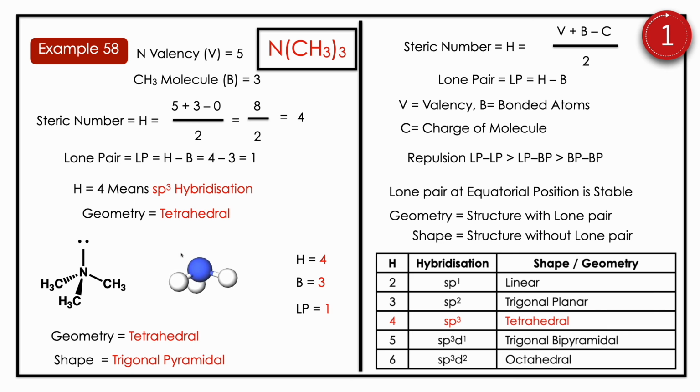So geometry is tetrahedral. But you have one lone pair in the system. It is not visible. The CH3 groups occupy the corners. Nitrogen will be in the middle, so it will be like a pyramid. Nitrogen will be the top of the pyramid, and the 3 CH3 will be the bottom of the pyramid. So the shape of N(CH3)3 is trigonal pyramidal.